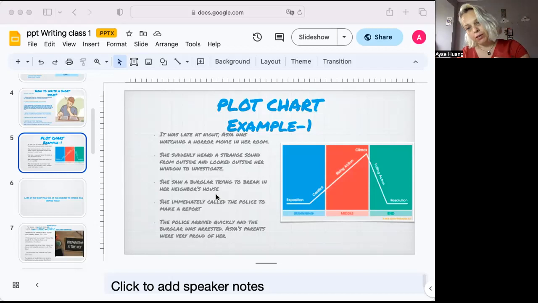This is the falling action, right? Great. The police arrived quickly and the burglar was arrested. Ayse's parents were very proud of her. This is the resolution, the end of the story, right? Okay. Look at the short story and do the exercise to improve your writing skills. Let's do that.